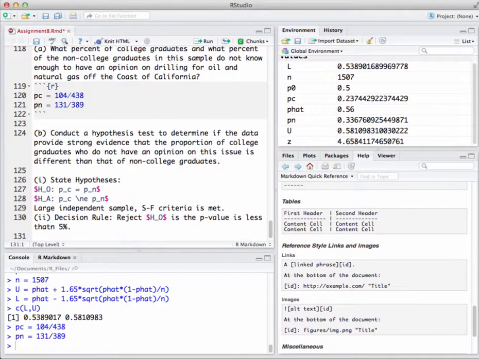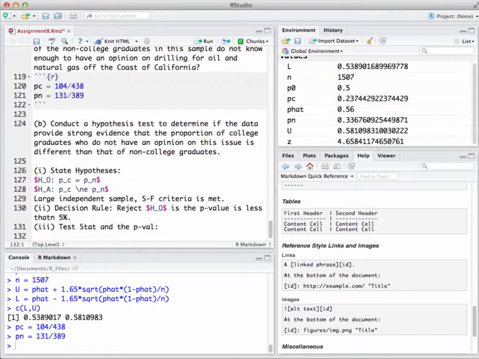Now we get to the fun part. We got to go calculate the test statistic and the p-value. So we need to know what is the test stat, and the p-value. Okay, so how do we get the p-value and the test statistic here? All right, so what we're going to need to do, let's go back over to the whiteboard for just a minute and talk about this, and we'll come back to it.